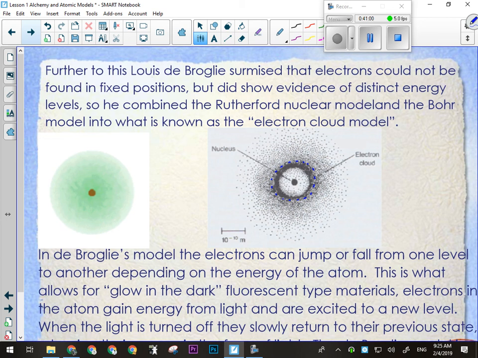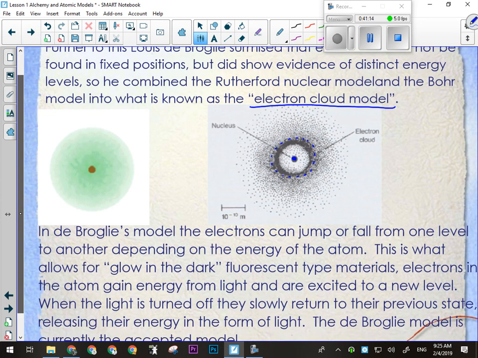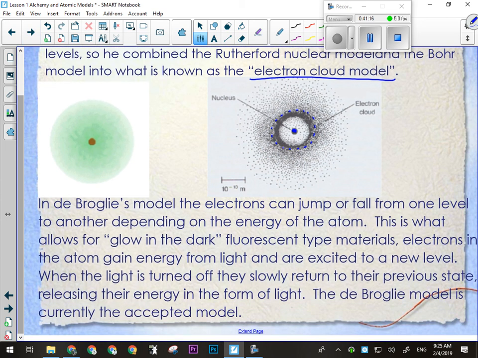But there's all kinds of different shapes to these orbitals, and different energy levels for each of them. So this is what we generally accept, the electron cloud model, which includes a nucleus with protons and neutrons, and then electrons found in various places called orbitals around the nucleus. So the de Broglie model is the currently accepted model, de Broglie's electron cloud.